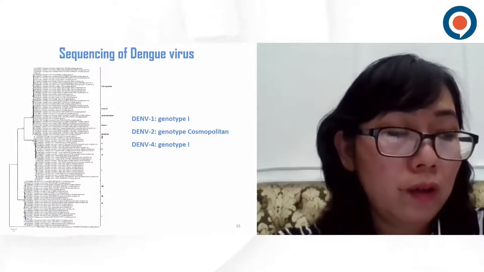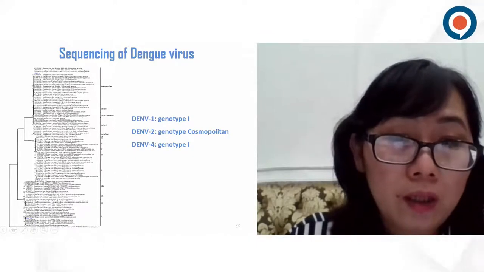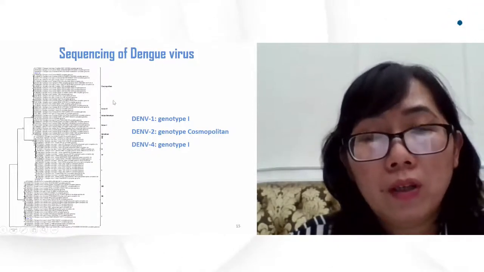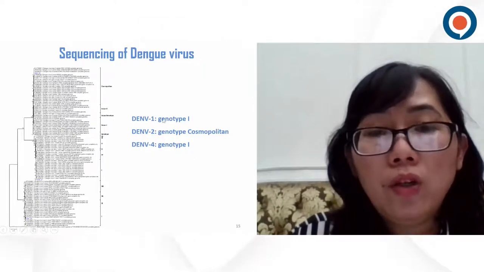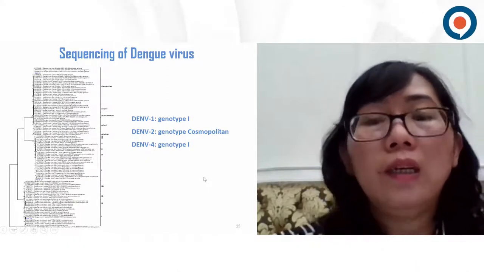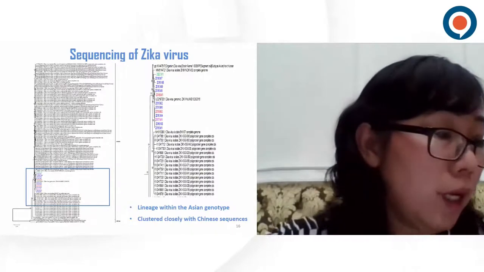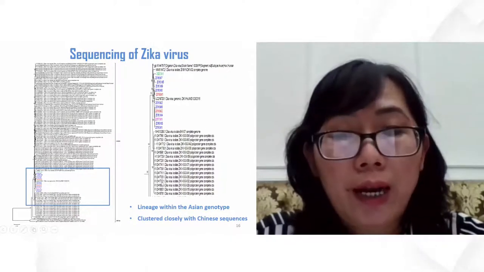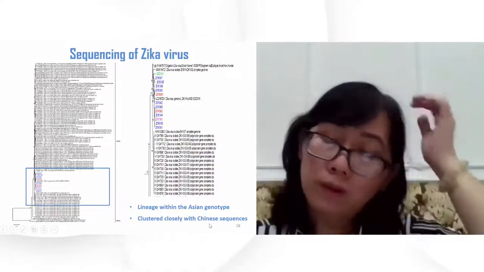Analyzing the obtained viral sequences revealed that dengue virus 1 belongs to genotype 1. Dengue virus serotype 2 belongs to the cosmopolitan genotype. And dengue 4 belongs to genotype 1. All these genotypes are very similar to the genotypes circulating in Asian countries. From sequencing of Zika virus, all Zika found in Vietnam had the Asian genotype. They cluster closely with Chinese sequences.